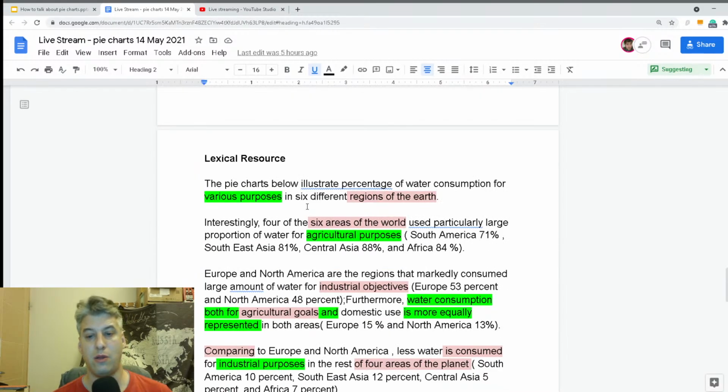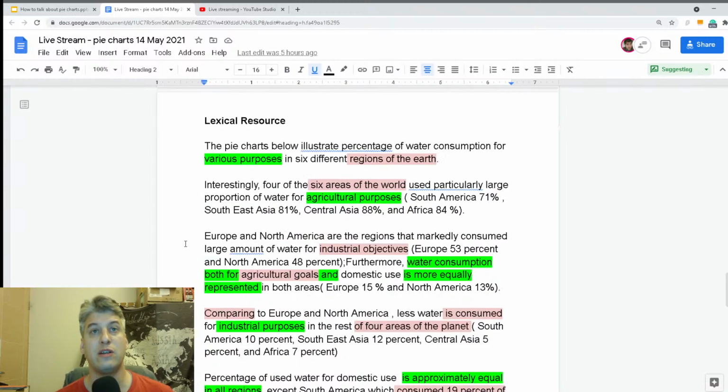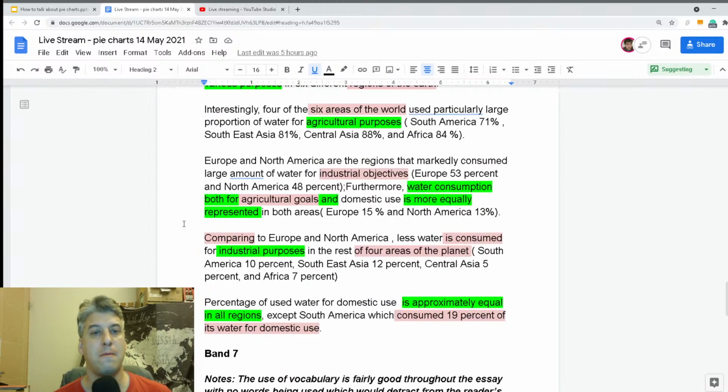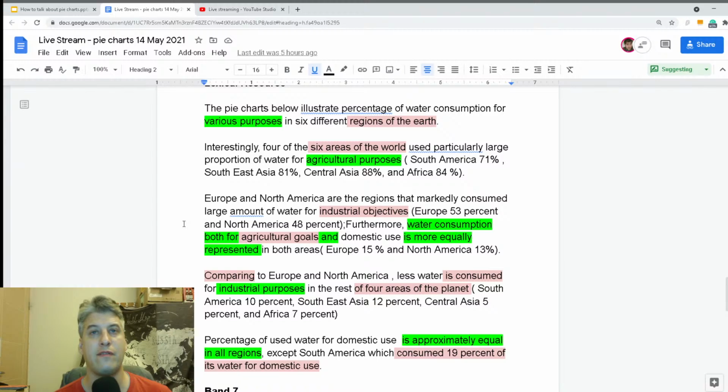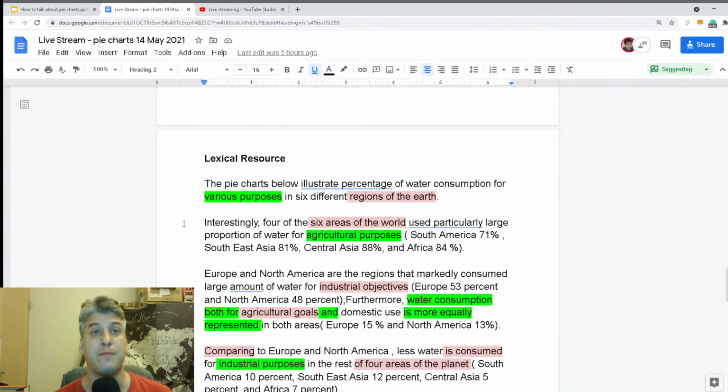Okay, so we are moving on to perhaps this writer's Achilles heel, the thing that weakens them a lot, and it's the same for many students: lexical resource, vocabulary. You can see I've highlighted a lot more in red here, but there's still quite a lot of green. So let's go through it first of all.